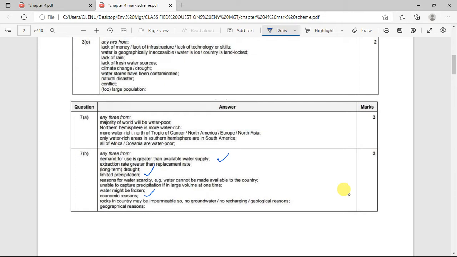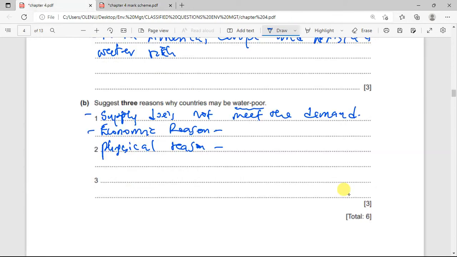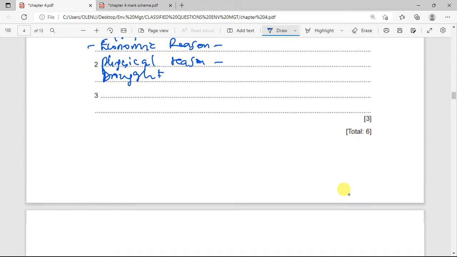So you can have geographical reasons. You can also have being unable to capture precipitation. So reasons for water scarcity: water cannot be made available in the country, and things like droughts are also included. All this can lead to water scarcity within a region.